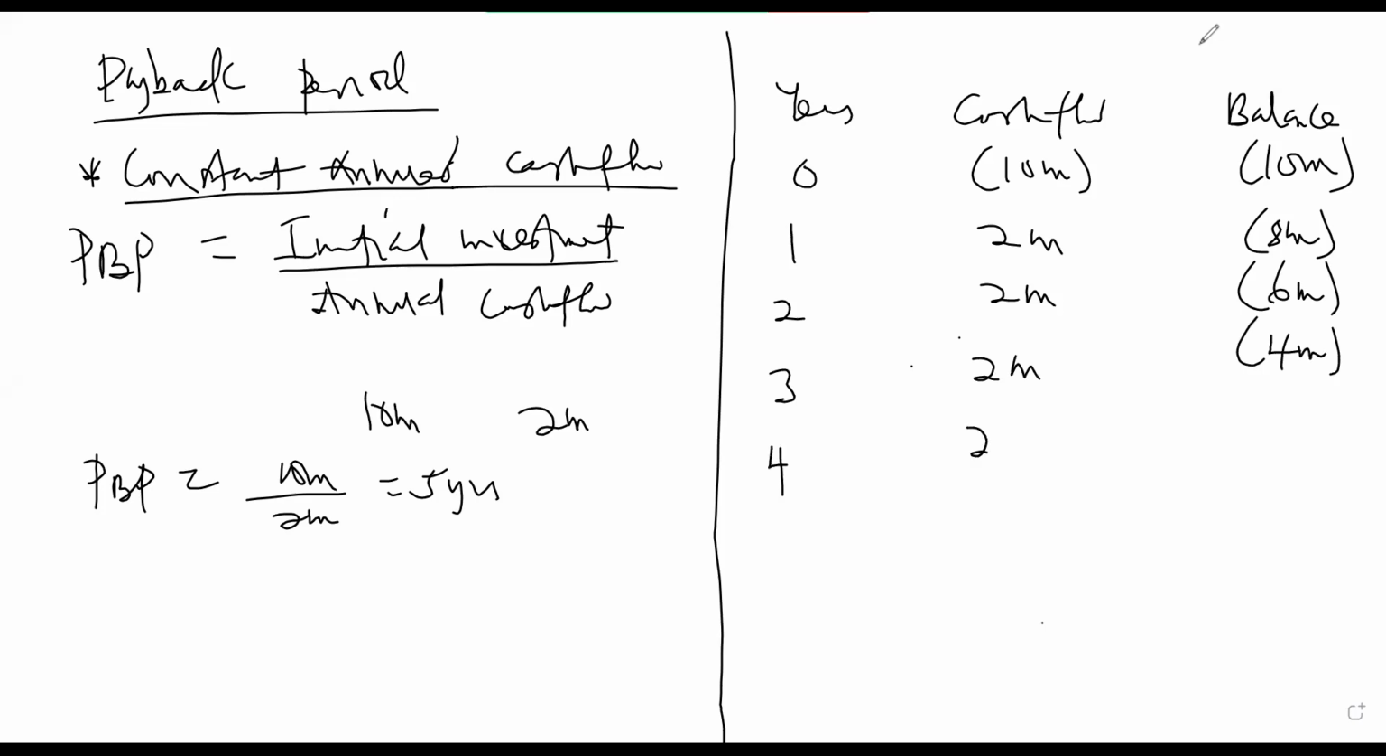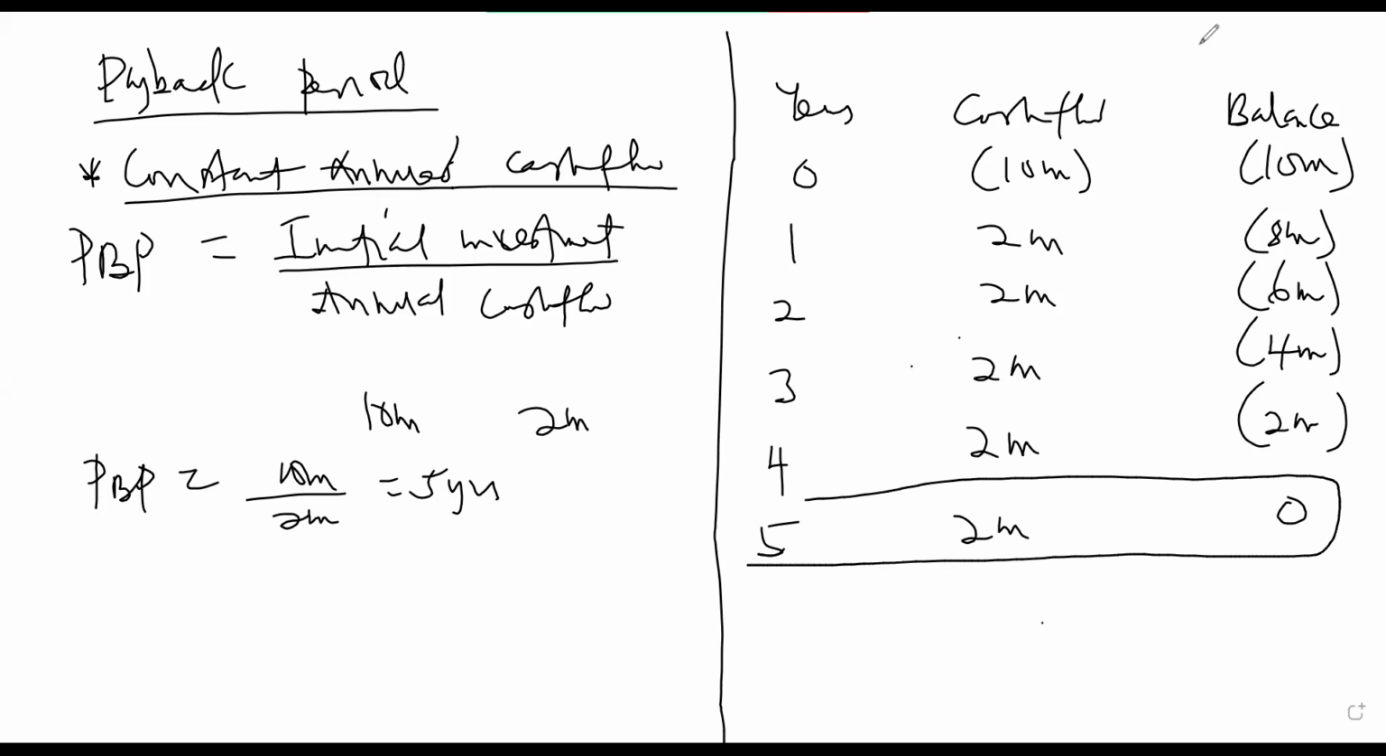Year 4, you'll be having 2 million. What will be the balance? 2 million. Year 5, you'll be having 2 million. What will be the balance over here? 0. So how many years has it taken for the project to pay back? So the project pays back in 5 years, sir, at the end of the 5th year.